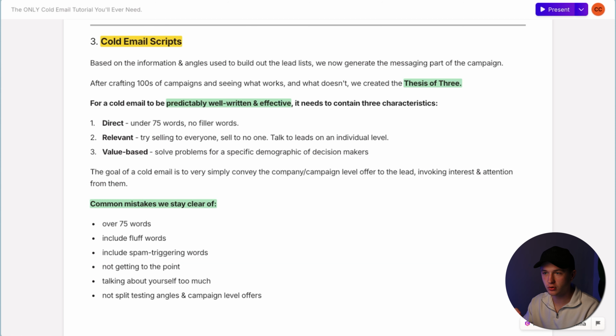So now we'll move on to the cold email scripts section of the crash course. Based on the information and angles used to build out the lead list, which we talked about in the previous step, we now generate the messaging part of the campaign. After crafting hundreds of campaigns and seeing what works and also, more importantly, what doesn't work, we crafted the thesis of 3. For a cold email to be predictably well written and effective, it needs to have 3 main characteristics. If it doesn't have even one of them, it's not going to work.